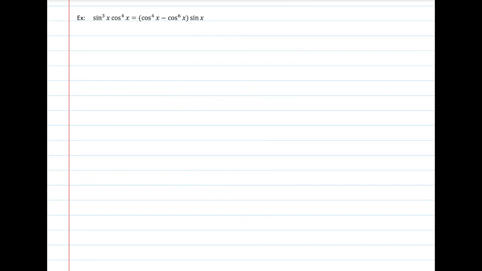We have sine cubed of x times cosine to the fourth of x equal to cosine to the fourth minus cosine to the sixth, all of that multiplied times sine. I'm going to start on the right here. I can go ahead and factor cosine to the fourth out of that parenthesis, and I end up with cosine to the fourth times 1 minus cosine squared, all of that times sine of x. Notice how my expression in the parentheses is my Pythagorean identity.